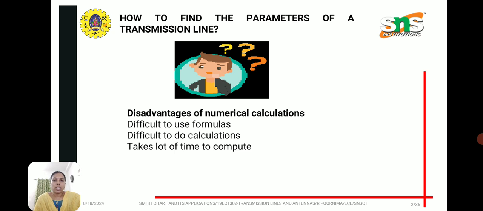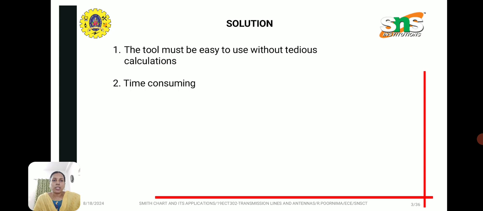What are the disadvantages of numerical calculations? We can use the calculations, but it is difficult to use all the formulas and do the calculation, and it takes a lot of time to compute the transmission line parameters. So we can use a tool. It must be easy to use without tedious calculation and also less time consuming.